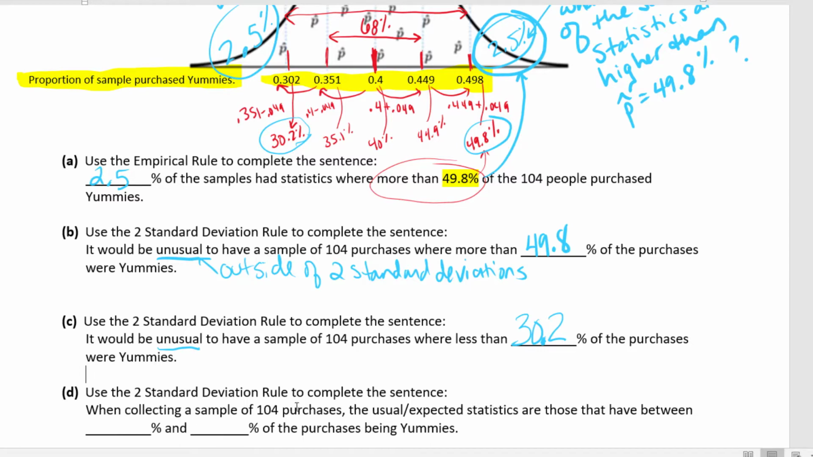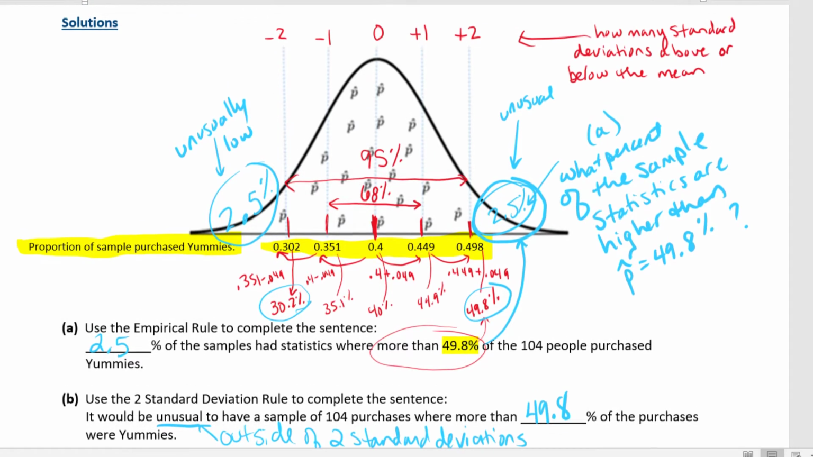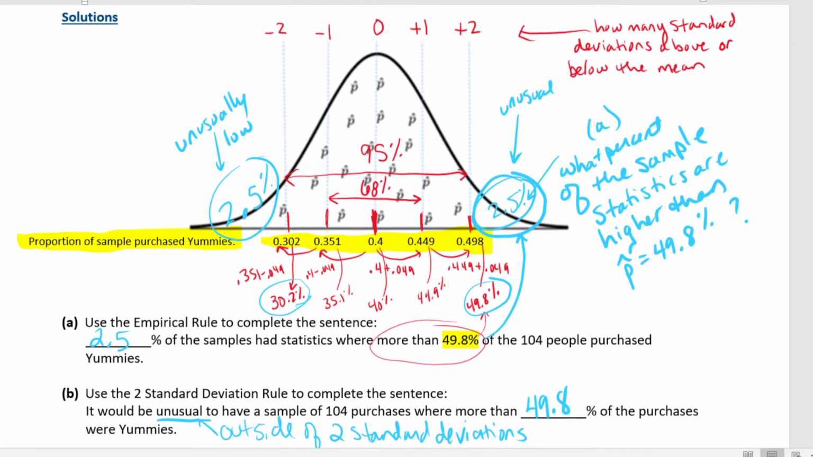When collecting a sample of 104 purchases, the usual expected statistics are those that have between 30.2% and 49.8% of the purchases being Yummies. So those are like your cutoffs for unusual statistics versus usual statistics. You locate where the 2 standard deviation marks are, and statistics beyond those are unusual. Statistics between those are usual and expected.